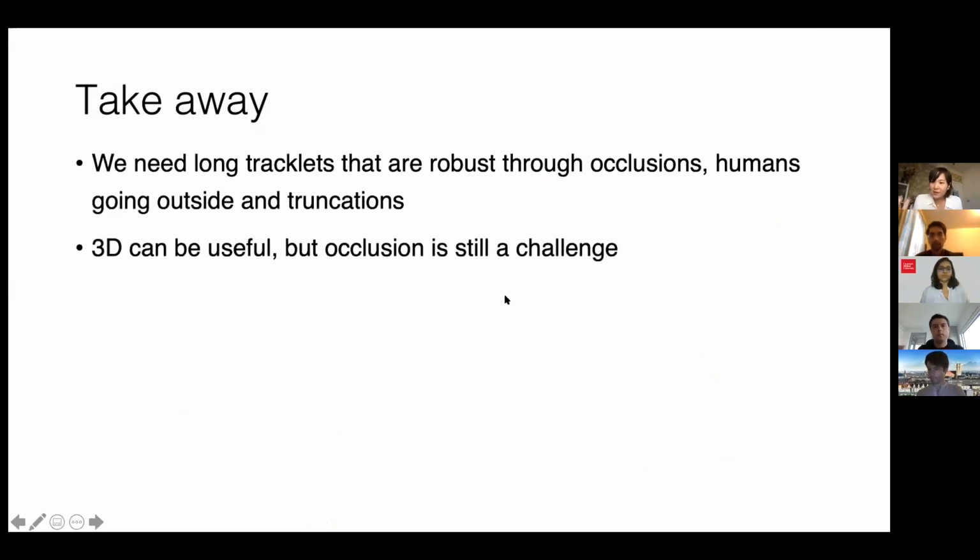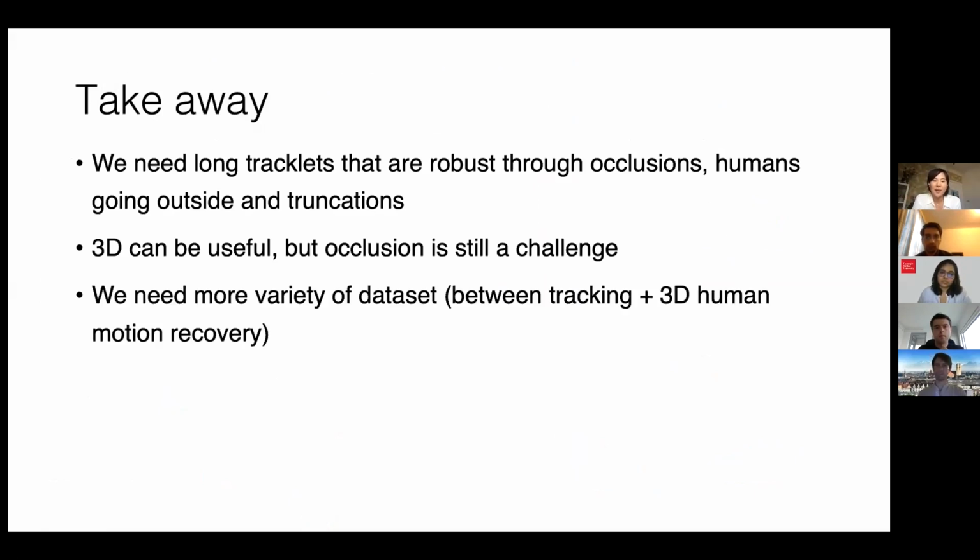3D can be useful, but occlusion is still a challenge. So we need to improve some of these approaches, and there are some promising directions like the one from Chris and David. I think there's also a need for more variety of data sets, something in between the tracking and the 3D human motion recovery. I think one is way too clean and one is way too hard. And I think we want to start somewhere in the middle, or at least that's the way I felt about this, and I'd like to learn more about this tracking.